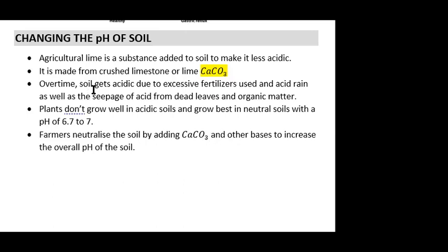Over time, soil gets acidic due to the excessive fertilizers used and acid rain, as well as the seepage of acid from dead leaves and organic matter. Plants don't grow well in acidic soils and grow best in neutral soils with a pH of 6.7. Farmers neutralize the soil by adding a base called calcium carbonate and other bases to increase the overall pH of the soil. Guys, another name for calcium carbonate is limestone or lime, right?